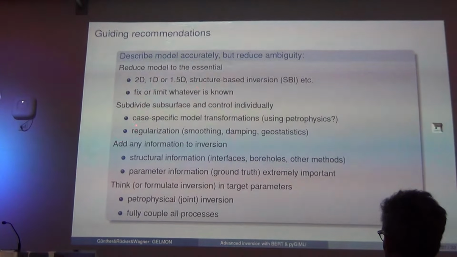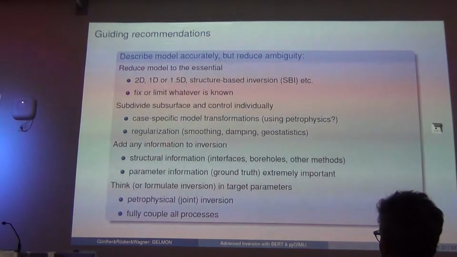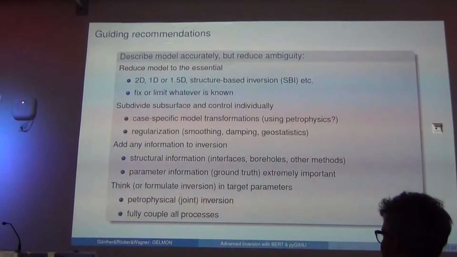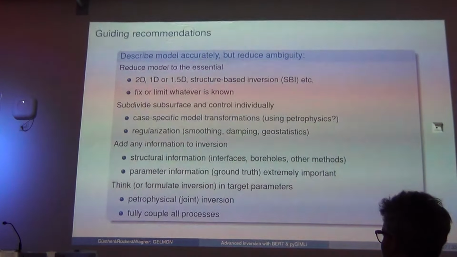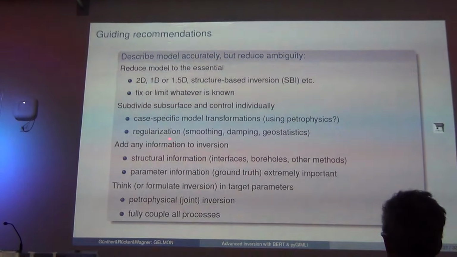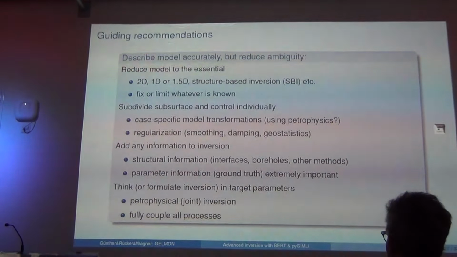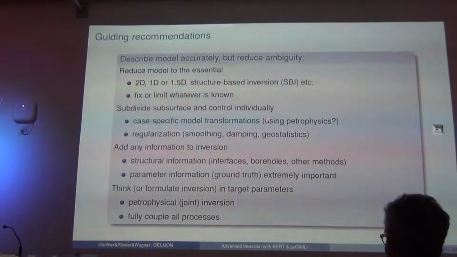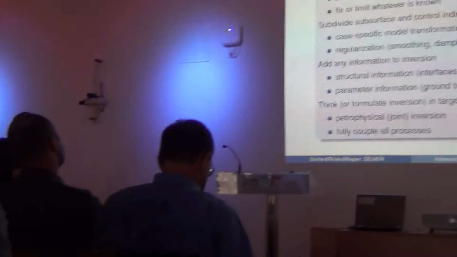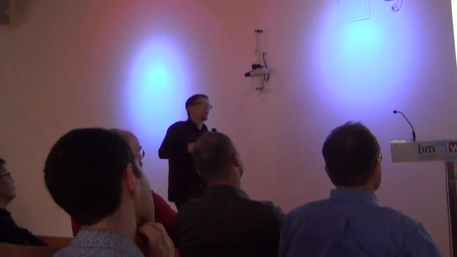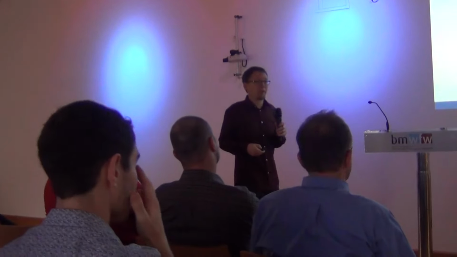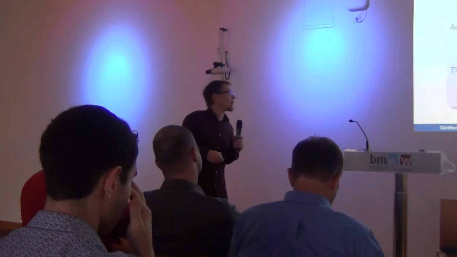But it's also important, if the subsurface is not constant, if you have different geological units, to subdivide them and control them individually. Use case-specific constraints, upper and lower bounds, and everything. Use specific smoothing, damping, or combinations of those. Use different ones in the temporal domain and the spatial domain. And bring any information you have into the inversion. Of course, at first you're trying to see what the inversion is seeing, but at the end, you want to have the best result. So whatever information you have, structure information, parameter information, put it into the inversion.